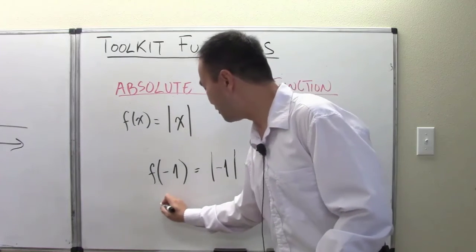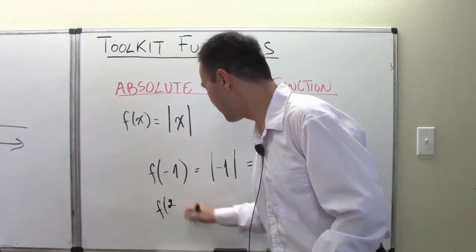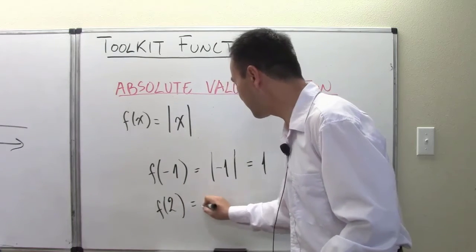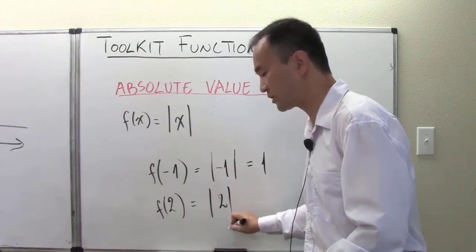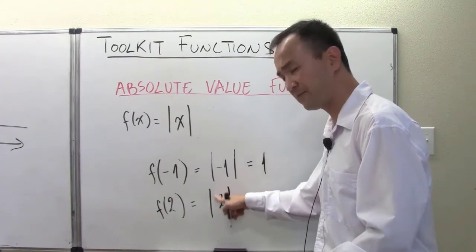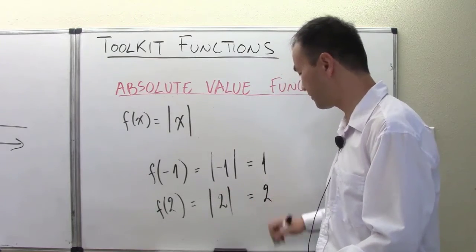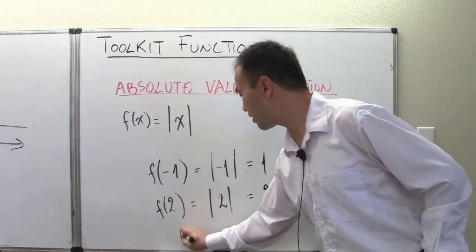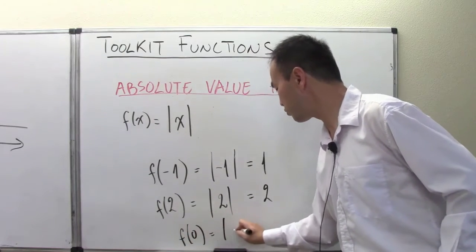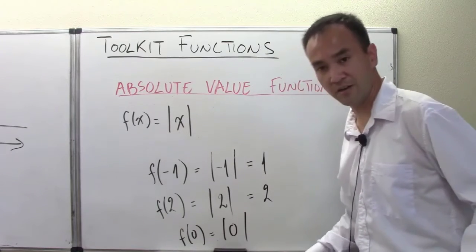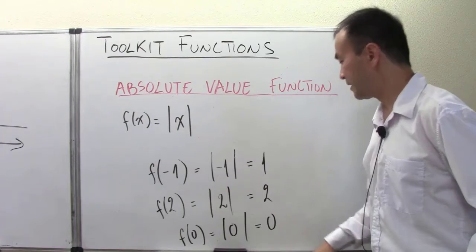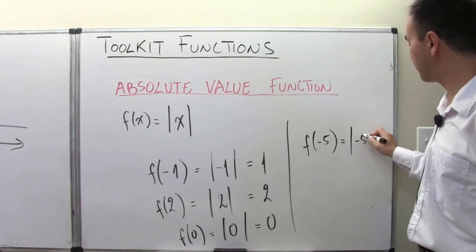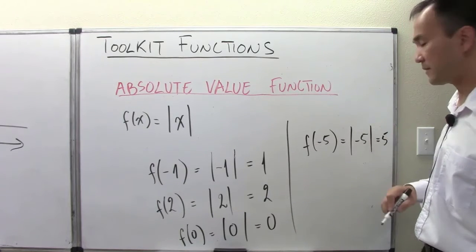Now how about f of 2? For f of 2, it gives me the absolute value of 2 because the rule said so. And the absolute value of a number that's already positive is just the number itself. So f of 2 has output 2. f of 0 equals, the rule says take the absolute value of 0, and so the absolute value of 0 equals 0. And then again, f of -5 equals the absolute value of -5, which equals +5.